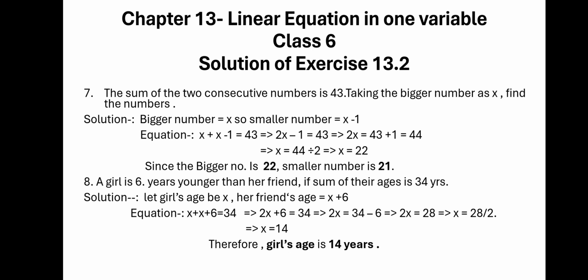Equation: x plus x minus 1 equal to 43. That is the sum of the numbers. So, 2x minus 1 equal to 43. So, 2x equal to 43 plus 1, that is 44. So, 44 divided by 2 gives you 22. So, the bigger number is 22. So, smaller number 1 less than it, that is 21.